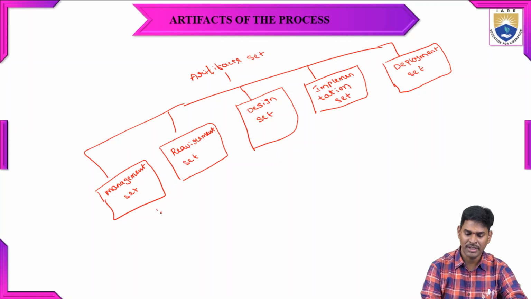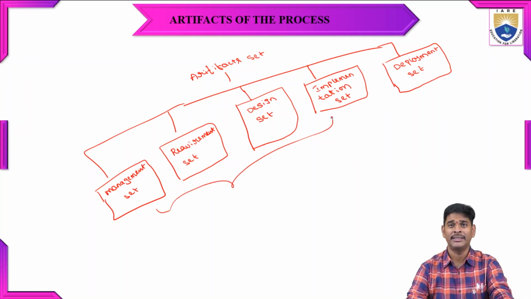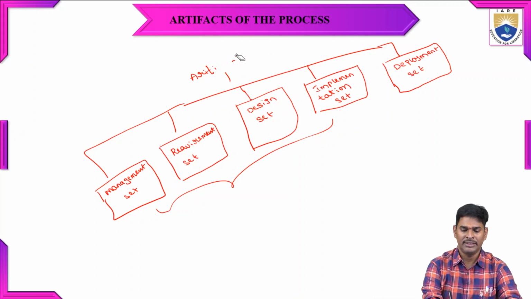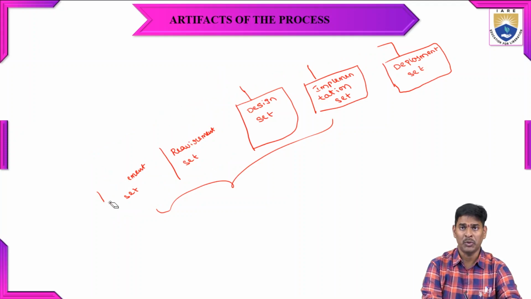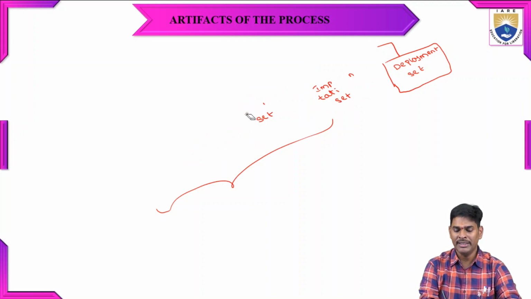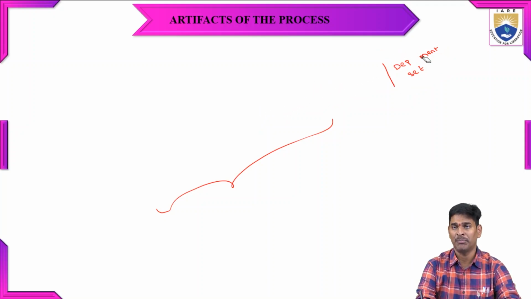Yesterday we discussed these 4 sets: the management set, requirement set, design set, and implementation set. Today we are going to discuss the deployment set and how it is useful for the artifacts of the process. We will also see the main difference between the implementation and deployment sets. This is mainly used to smoothen the process of the software project.